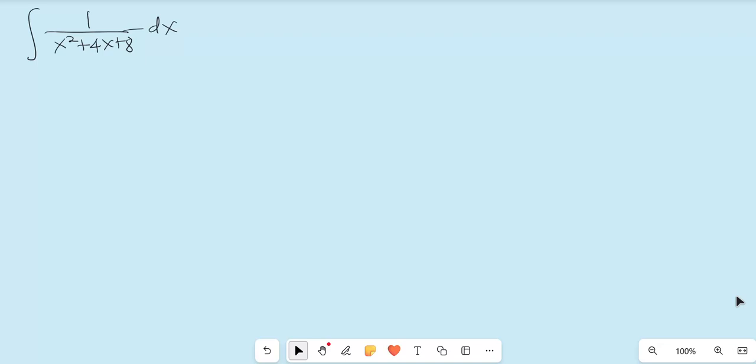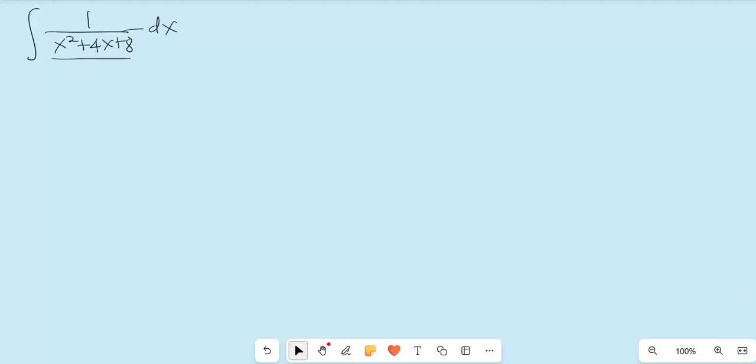In this tutorial, we're looking at the integral of 1 all over x squared plus 4x plus 8 dx. Let's see how we can integrate this one. Can we use partial fractions here? So partial fractions, that means if we can split the denominator into two factors, is that possible?